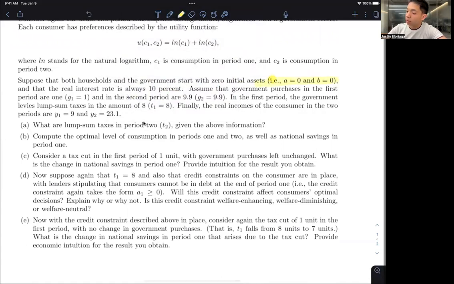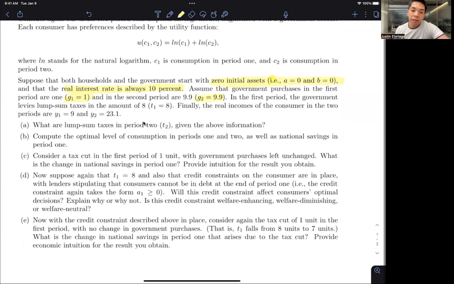The household starts with 0 initial assets, and the real interest rate is always 10%. We're going to assume that government purchases in the first period are equal to 1, so G1, government expenditure in period 1, is 1. And in the second period, government purchases are 9.9.